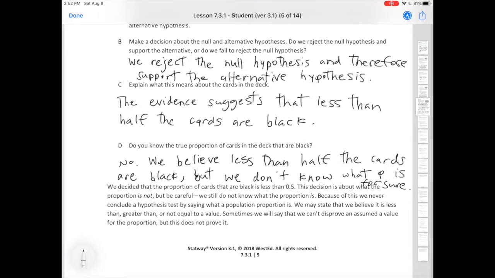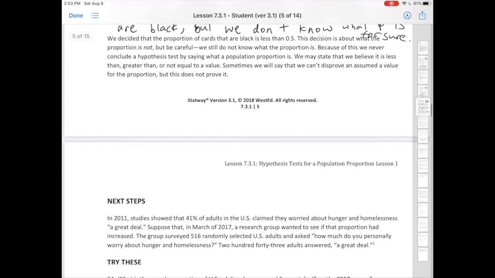Or we could be wrong altogether. But we're just going off of the evidence. All we can say is that we suspect, because of the evidence, that less than half the cards are black. So we decided that the proportion of cards that are black is less than 0.5. This decision is about what the proportion is not, but be careful, we still do not know what the proportion is.